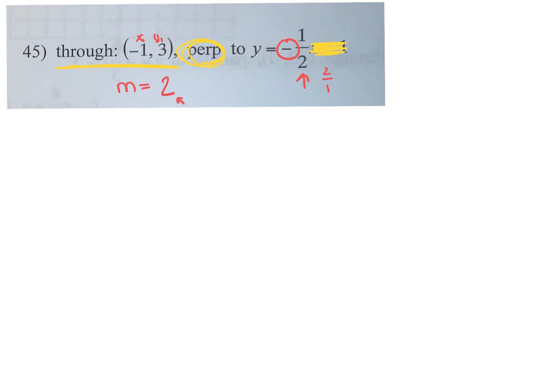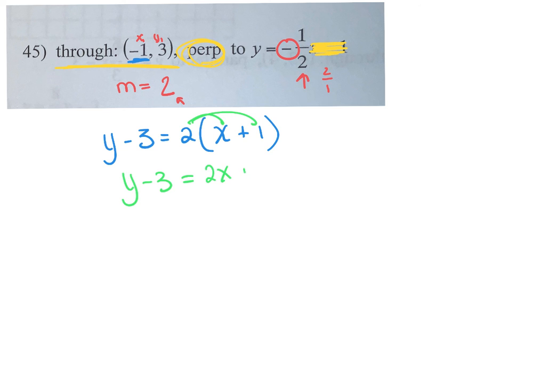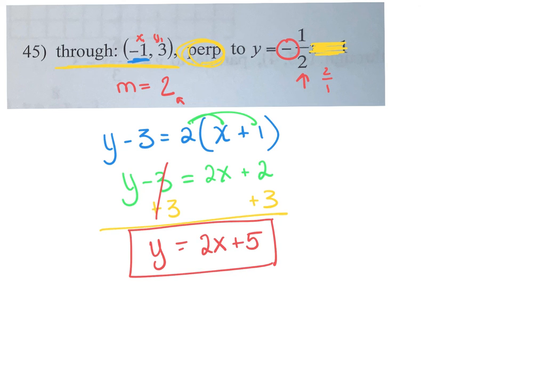And then you're just going to plug it in. You're going to say y minus y1 equals m times x. It's minus a negative, so plus 1. Distribute. y minus 3, 2 times x is 2x. 2 times 1 is 2. And then we are going to add our 3 over. And so we are going to get y equals 2x plus 5, and we are finished.